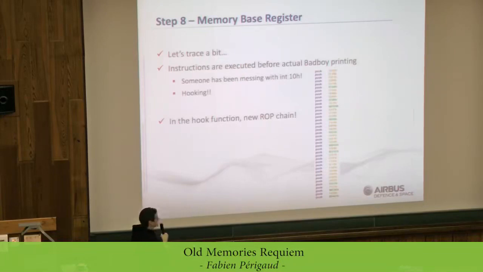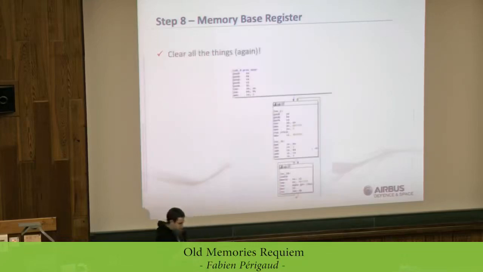If we trace the code a bit with QEMU, we can see that in fact there are instructions executed before the bad boy printing. So it seems that someone has been hooking the int 10 instruction. It might have been done in the big obfuscated code. And if we look at the hook function, we can see a new ROP chain. Same operation, we clean it and we have a code which is readable.